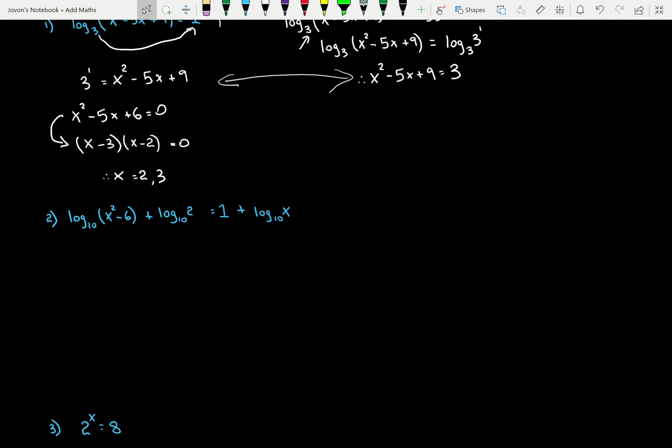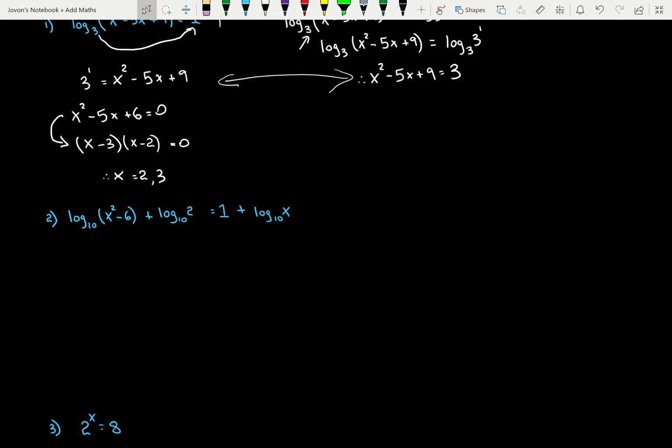We have log of x squared minus 6 to base 10 plus log 2 to base 10 is equal to 1 plus log x to base 10. Okay, so notice we have to handle this constant here. We have everything to base 10, but we need to do something about this 1.